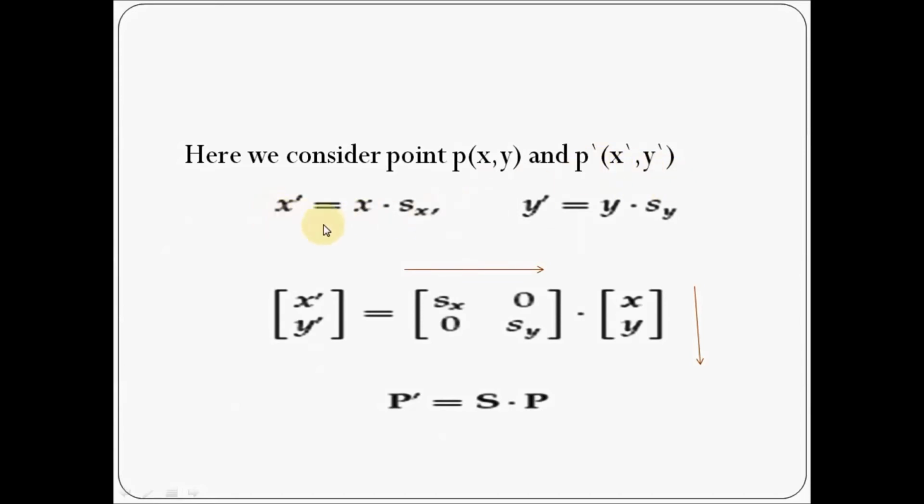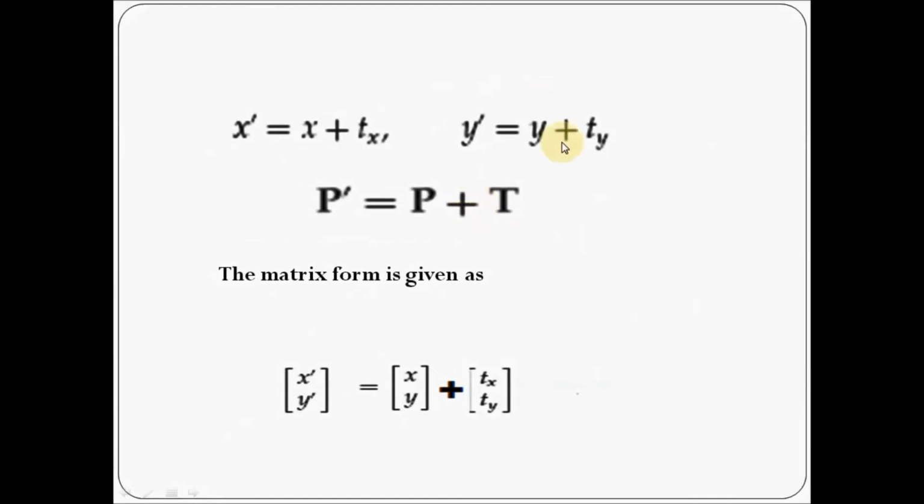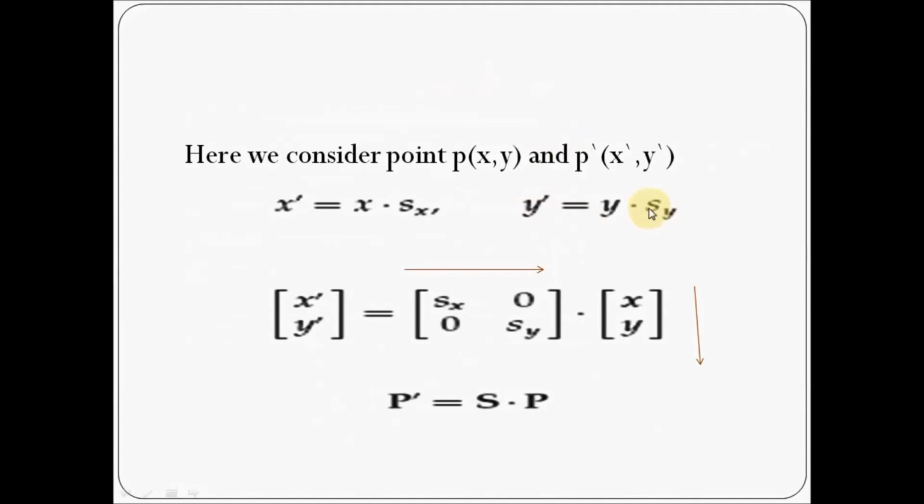Here x dash is given by x into sx, y dash is given by y into sy. One thing you have to observe here: in translation we were adding the parameters, but in scaling we have to multiply the scaling parameters. Getting, guys? Know the difference? Now, what is the matrix form for this scaling? x dash, y dash is equal to [sx 0; 0 sy] into [x, y].